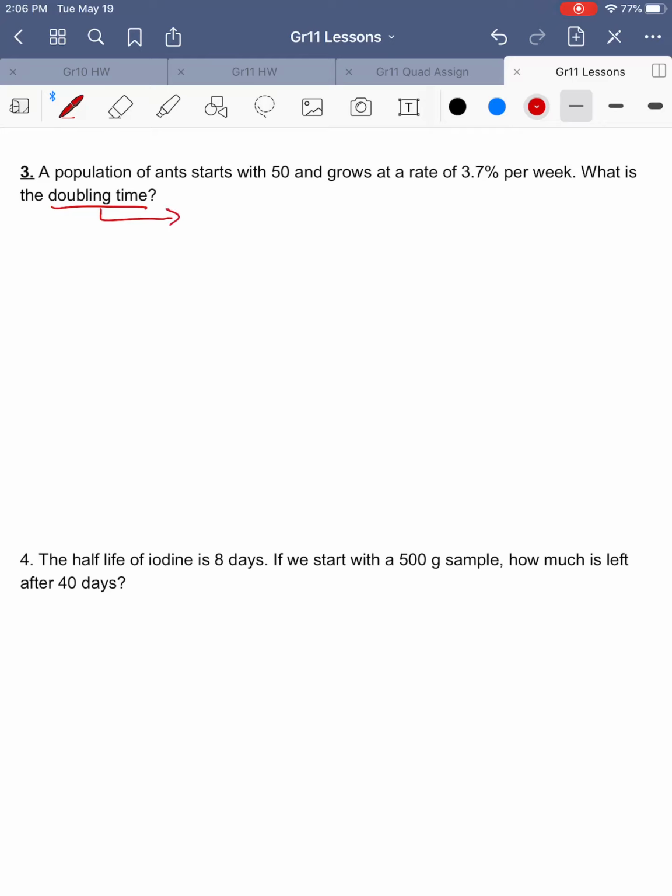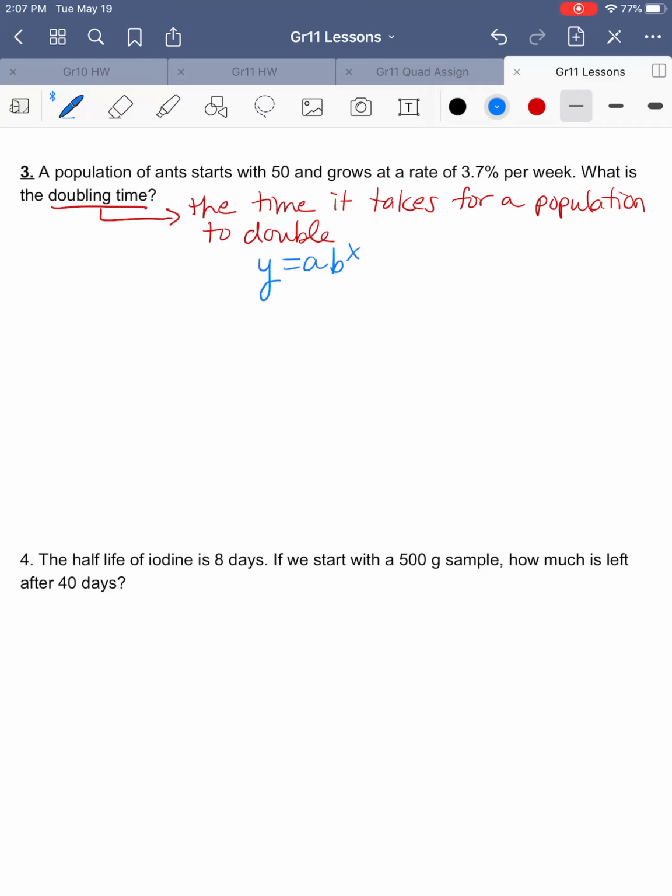It is the time it takes for a population to double. And you can get this information from a graph or from an equation. And here we're going to be getting it from an equation. So we're still going to just be working with y is equal to a times b to the power of x. And let's take a look at what we're given.